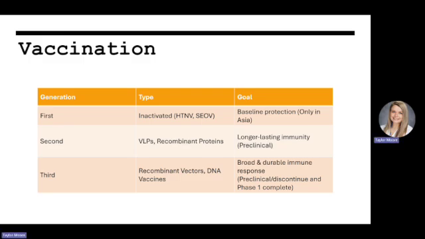The last one is a third generation, a recombinant vector and a DNA vaccine. It's a broad and durable immunity response. The first one is currently in preclinical slash discontinued, and the second one just completed its phase one. So those might come in the following years.